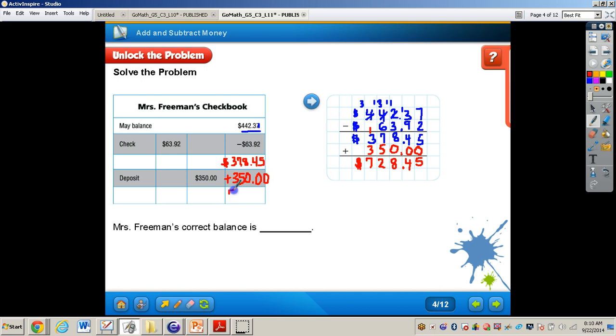Okay, so we have a total in the checking account $728.45. Then from here we can write Mrs. Freeman's correct balance is $728.45.